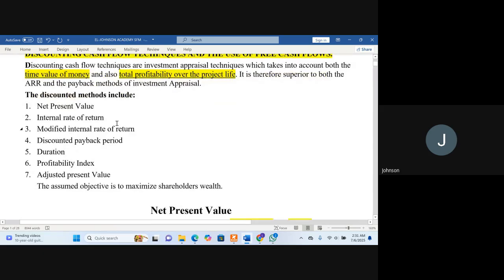Now, these are the methods of this advanced investment appraisal. Under these discounting techniques, we are going to learn what we call the net present value. We're going to learn internal rate of return. We're going to learn modified internal rate of return. We're going to learn discounted payback period. We're going to learn duration. We're going to learn profitability index. We're going to learn adjusted present value and so on and so forth.